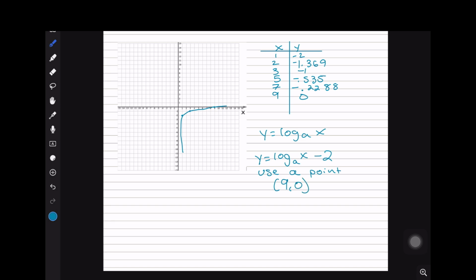If we add 2 to the other side, we're going to get 2 equals log base a of 9. Rewritten as an exponential, we get a squared equals 9, square root, we get a equals 3. So our final equation is log base 3 of x minus 2. And there you go.